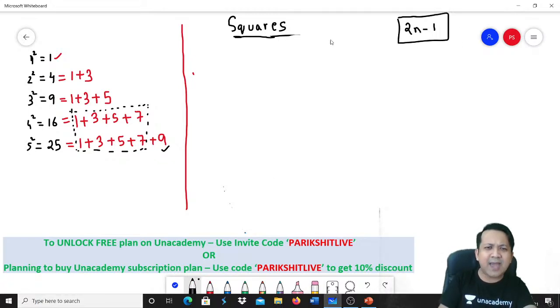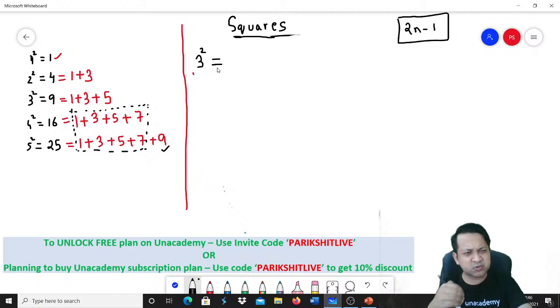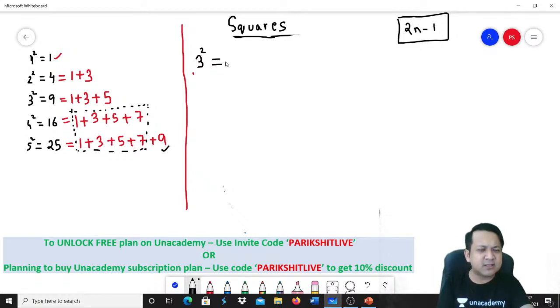Let's say I ask you 3 square. How much is 3 square? All of us know what 3 square is. But if I have to apply this technique, 3 square is probably near to 0 or near to 5. Whatever it is near to, you take that. I think it is closer to 5 because with 5 the difference is 2. With 0 the difference is 3. So 5 square.